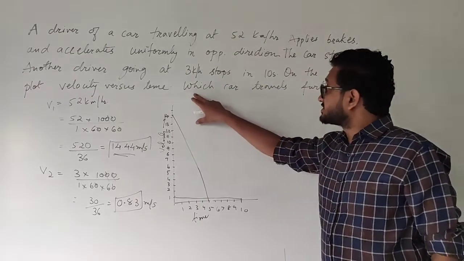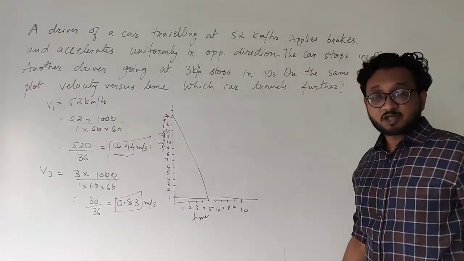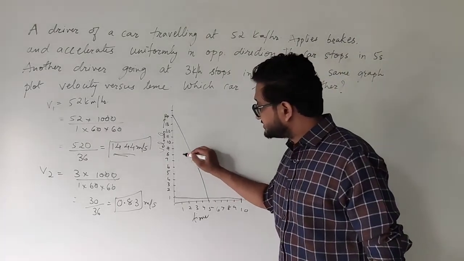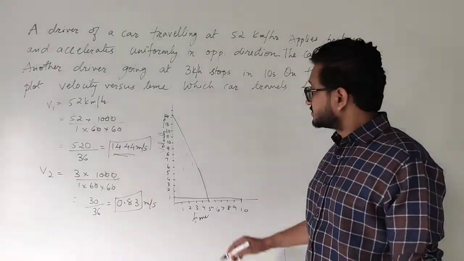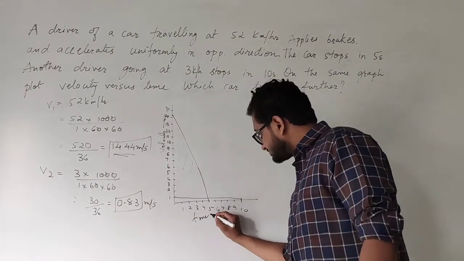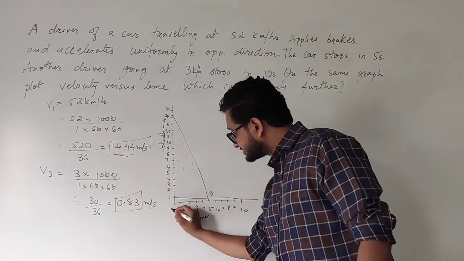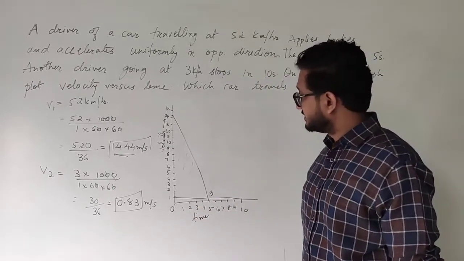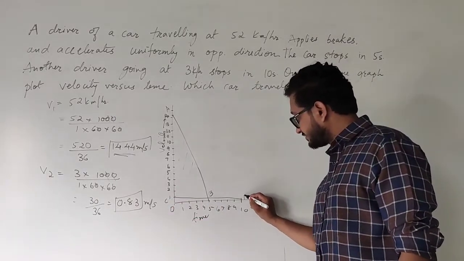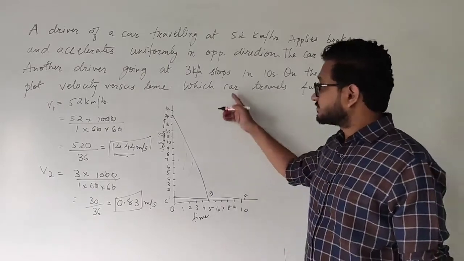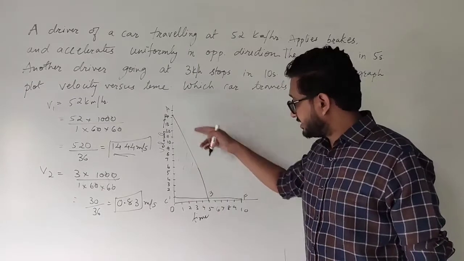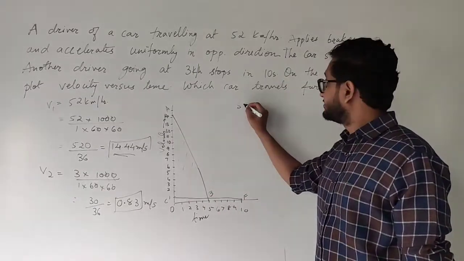Now the main part of the question: which car travels further? If you remember, when we plot a velocity-time graph, if we find the area of the shaded region, we can find the distance covered. So we will give the markings here. This is A, this is B, this point is O, the origin, and for 0.83 we are taking C, and over here we are taking F. For the first vehicle, we find the area of triangle OAB.